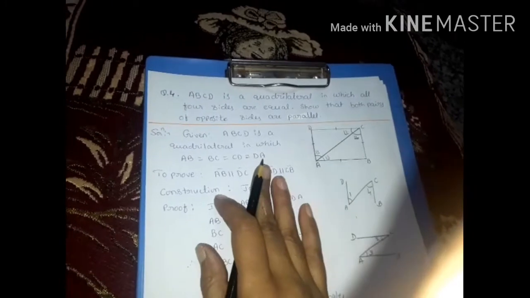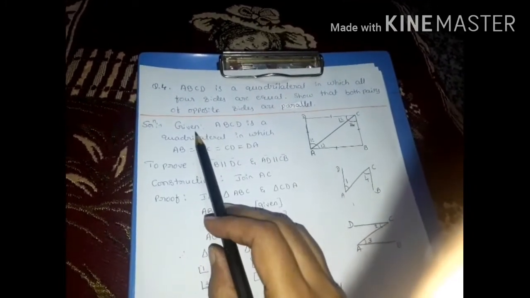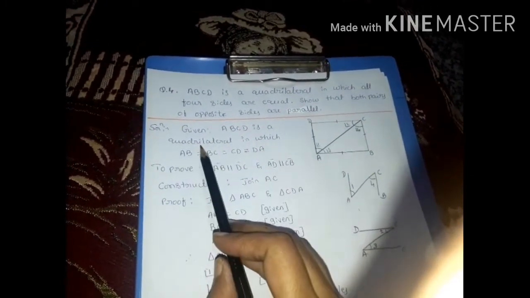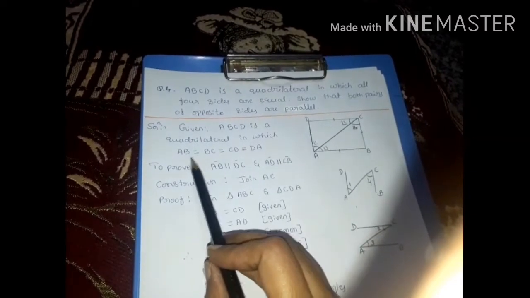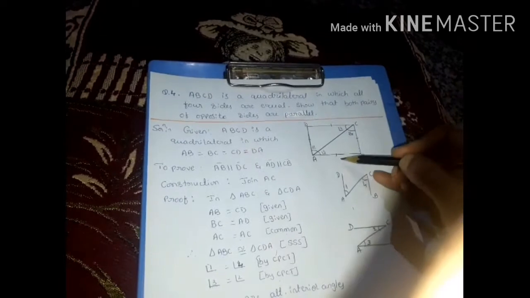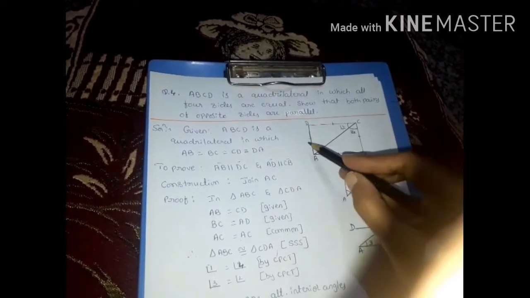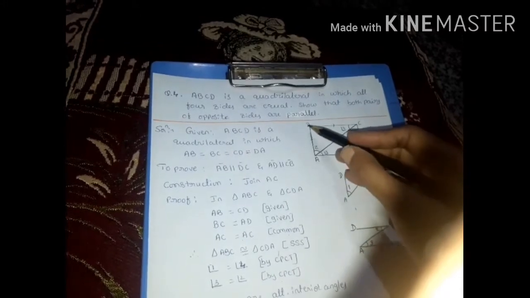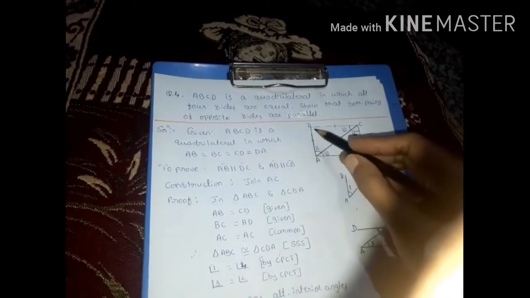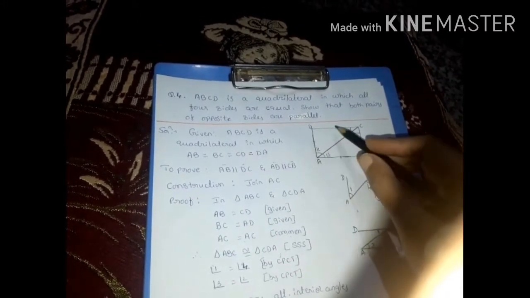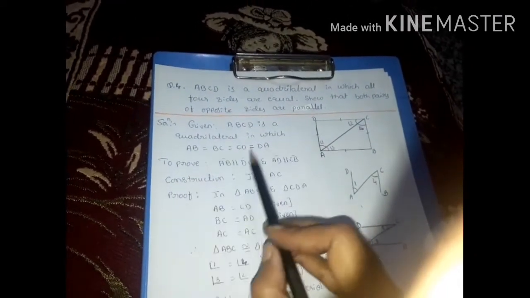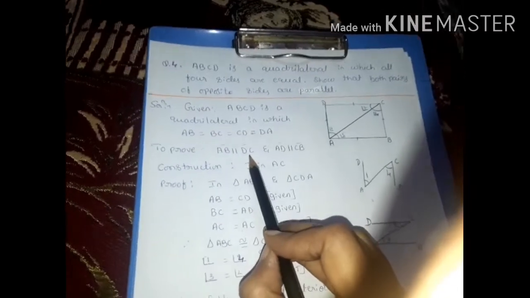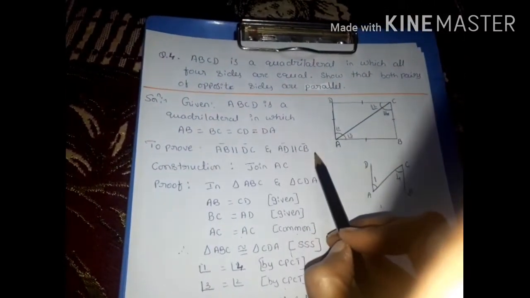In the solution, first write down the given part: ABCD is a quadrilateral and all sides are equal. Here what you have to prove is that opposite sides are parallel to each other. Opposite sides: AB is parallel to DC and AD is parallel to CB. You have to show these two pairs of opposite sides are parallel. So write that you have to prove AB is parallel to DC and AD is parallel to CB.